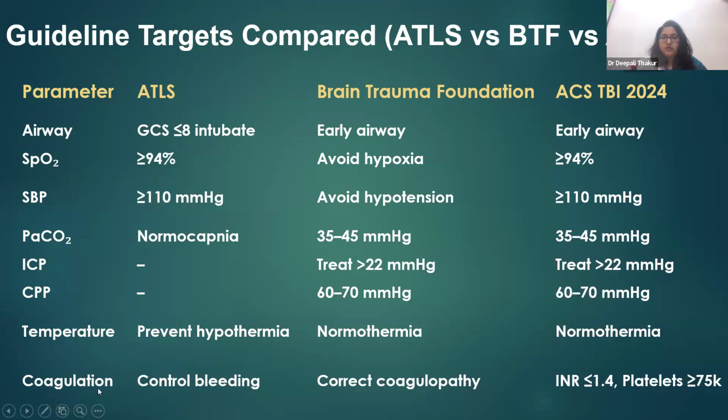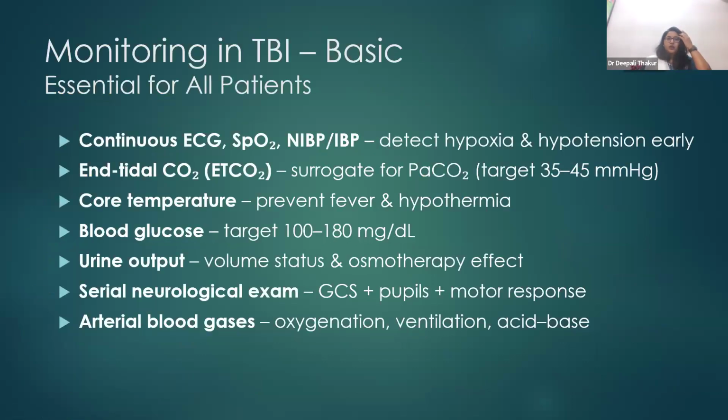Coagulation we will see in detail in upcoming slides. Coming to monitoring of these patients, continuous ASA standard monitoring is important along with ETCO2 and core temperature. Along with these, the blood glucose monitoring target has also been set at 100 to 180 milligram per deciliter. There have been certain earlier studies of tight control, but they did not find any promising results. Rather, the chances of hypoglycemic episodes were very high. So we are following these targets for blood sugar.